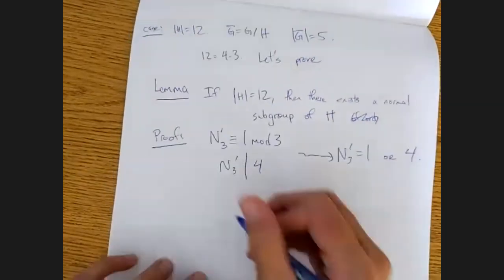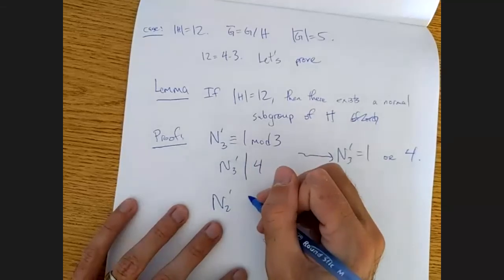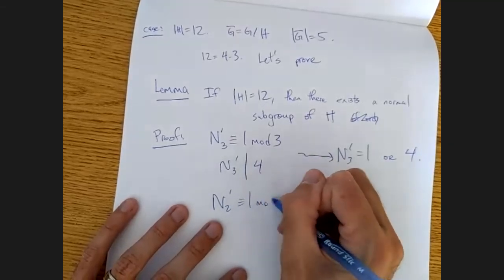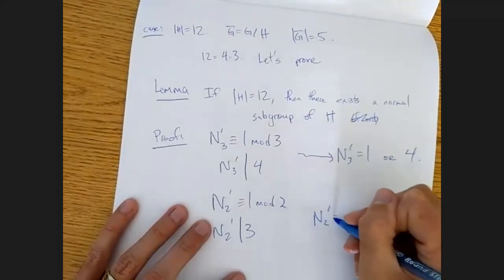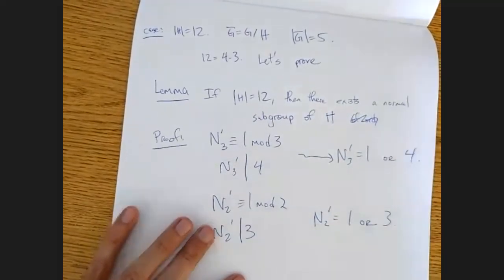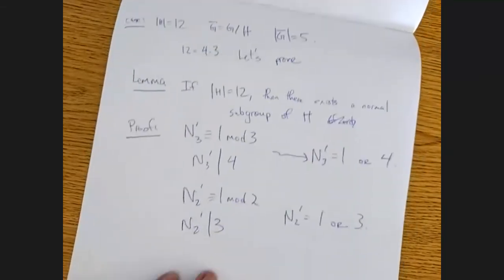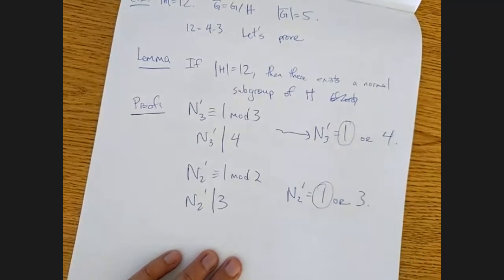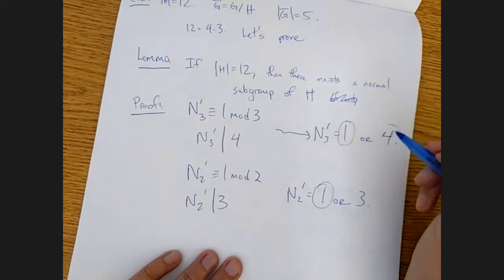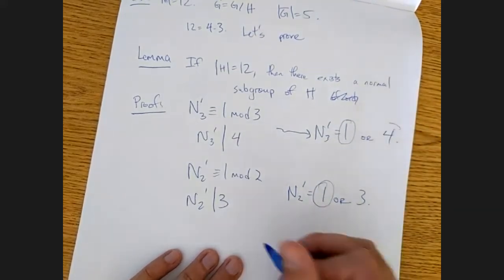Okay, what about N2 prime? N2 prime is odd, and N2 prime divides 3. So N2 prime equals 1 or 3. Now let's combine. We want to say that either this is 1 or this is 1. So let's try and find a contradiction if N3 prime is 4 and N2 prime is 3.